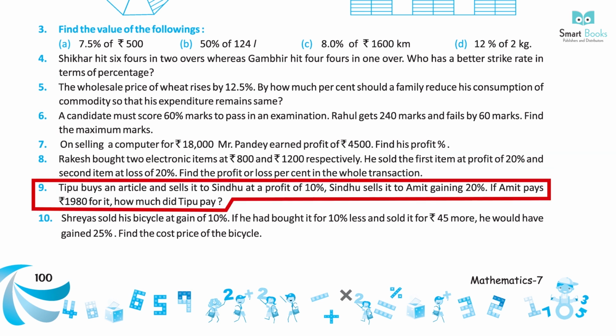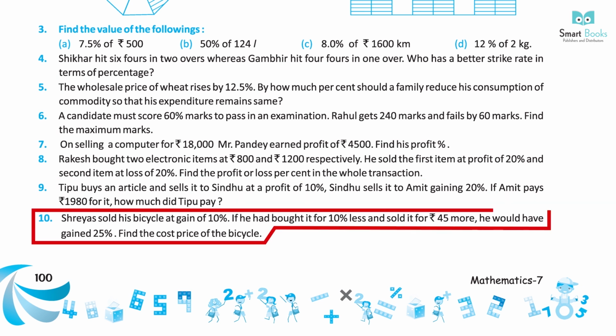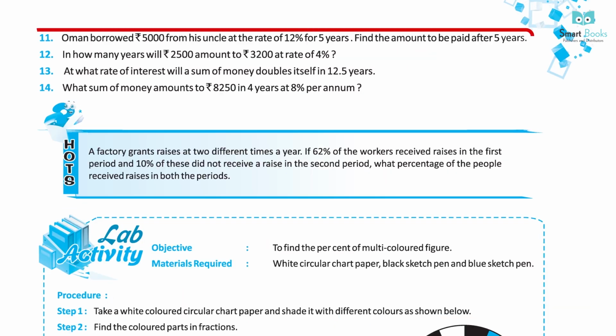Question 9. Tipu buys an article and sells it to Sindhu at a profit of 10%. Sindhu sells it to Amit gaining 20%. If Amit pays rupees 1980 for it, how much did Tipu pay? Solution: rupees 1500. Question 10. Shreyas sold his bicycle at a gain of 10%. If he had bought it for 10% less and sold it for rupees 45 more, he would have gained 25%. Find the cost price of the bicycle. Solution: rupees 200.